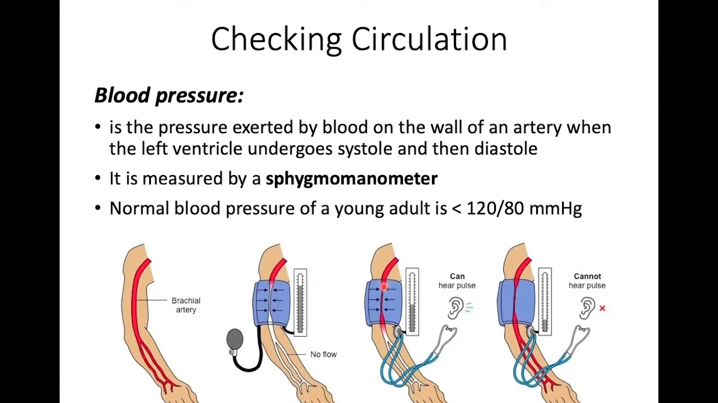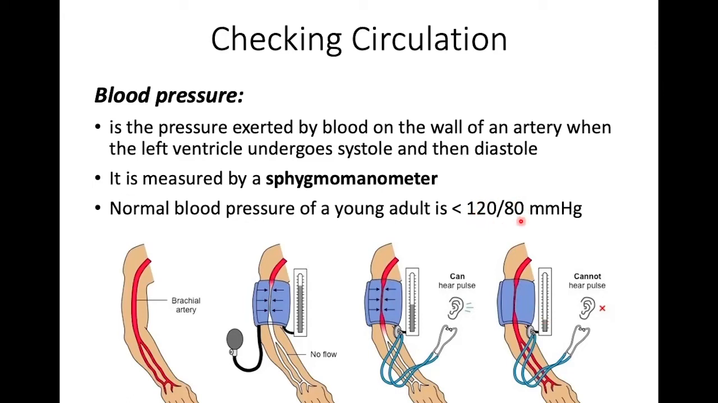Now, you then slowly release that pressure from the cuff further until the Korotkoff sounds disappear. And at that point, you've now reached the diastolic pressure, right? The pressure under relaxation. And so by taking those two numbers, it gives you your blood pressure reading for that individual.